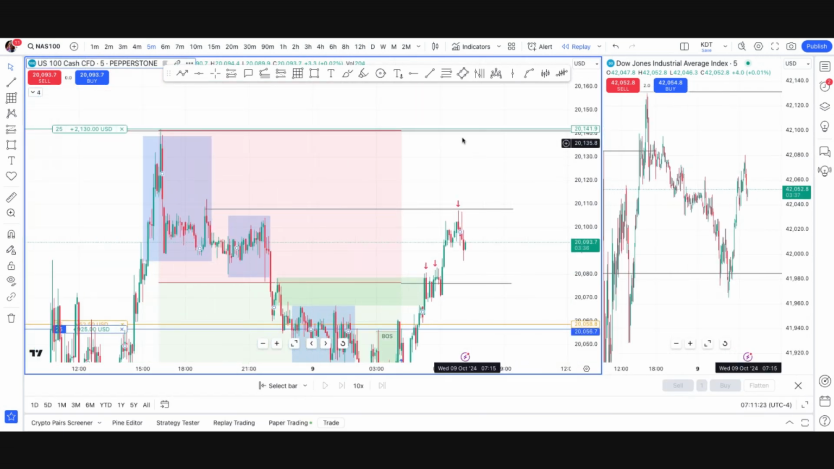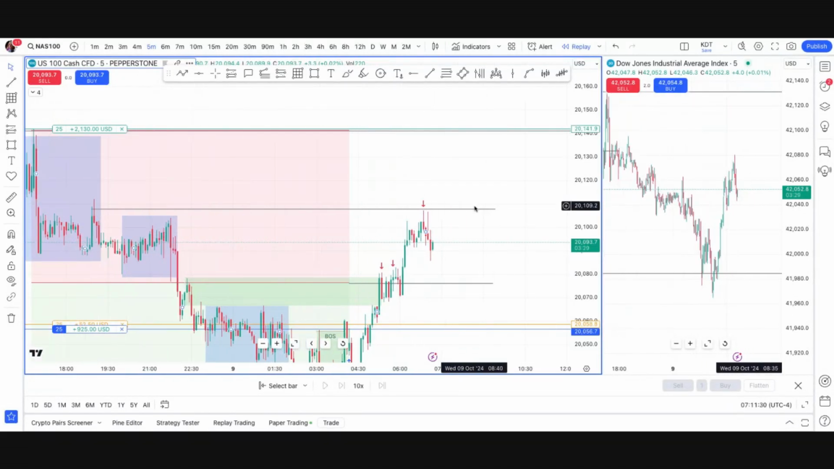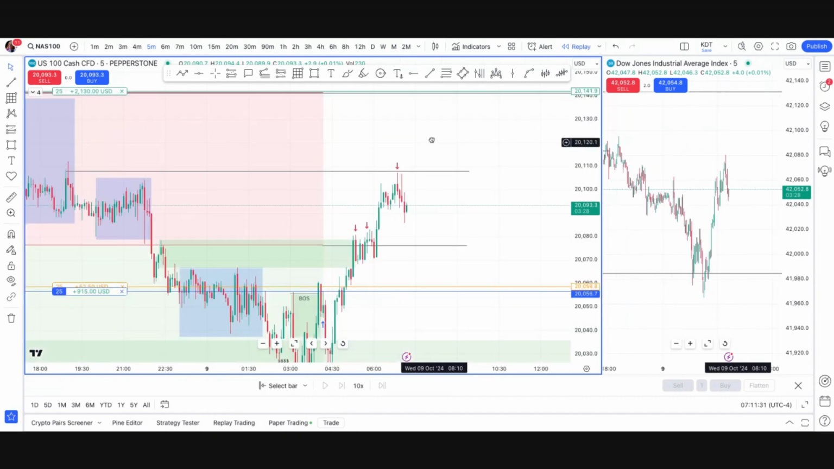wait until price gets closer to that overall take profit. So we got more running profit going there. So either break even or overall take profit. And we'll come back to that and see how that played out a little later.